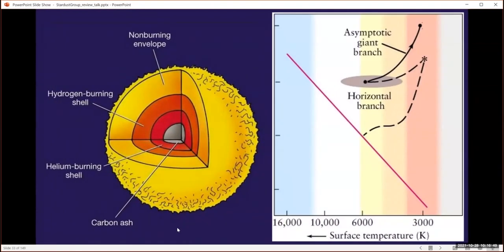So let's just revisit the asymptotic giant branch again. Remember, this is what happens to a low mass star as it dies. It becomes a red giant, and then it becomes smaller again. Then it becomes an asymptotic giant branch star, or AGB star. This is the second red giant phase. And so we can see here that during the asymptotic giant branch, the star is getting cooler and also brighter. That means it's getting bigger and bigger.